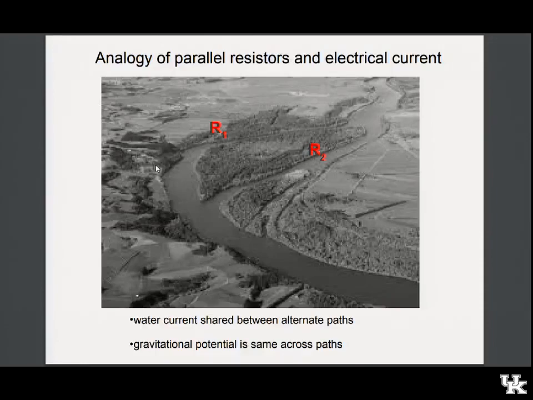So you see here that the two paths, R1 and R2, they're sharing the water current, just like in a parallel circuit, it shared the electrical current. But the two paths have the same height drop between one end and the other end. They have the same gravitational potential energy drop. So the gravitational potential energy drops from here, where we start the two paths, to over here, where we end the two paths. Those are the same for the two paths, but they share the water current flow along the two paths. So it's a complete metaphor analogy for electrical current through parallel resistors.